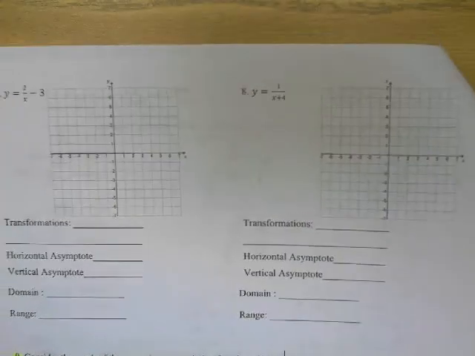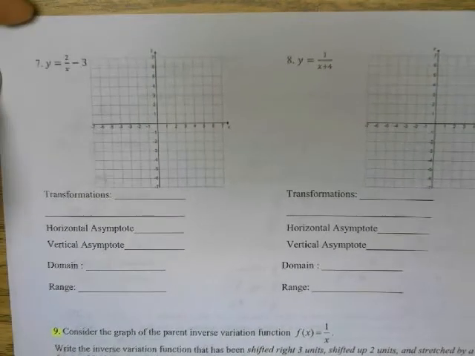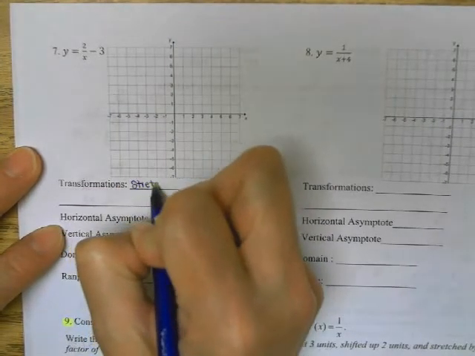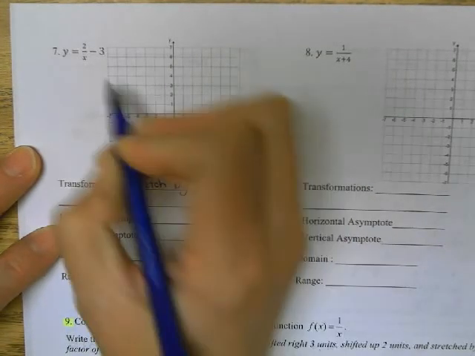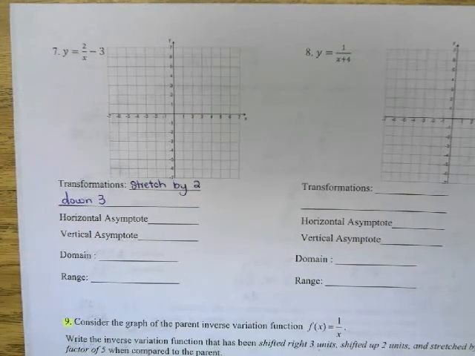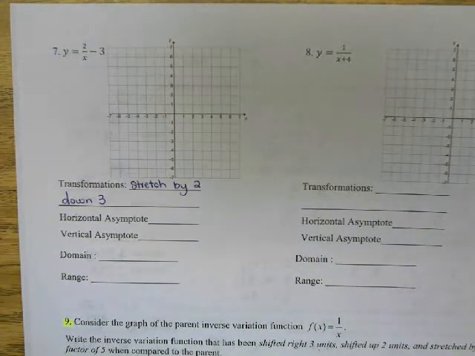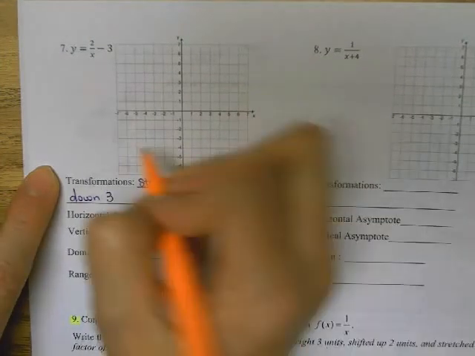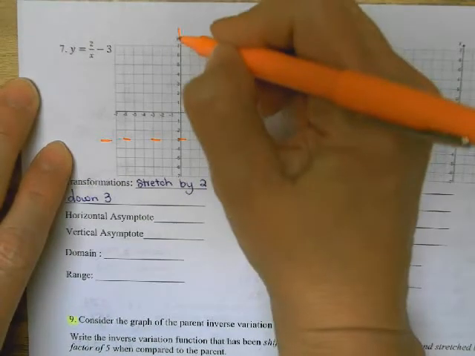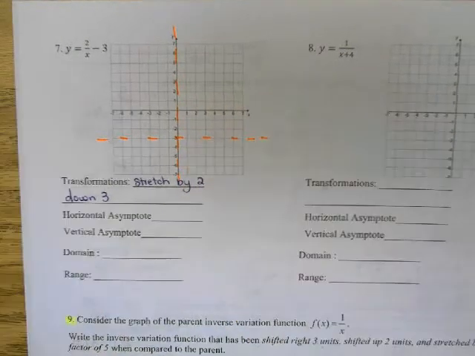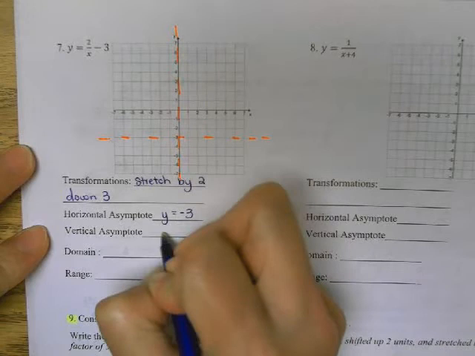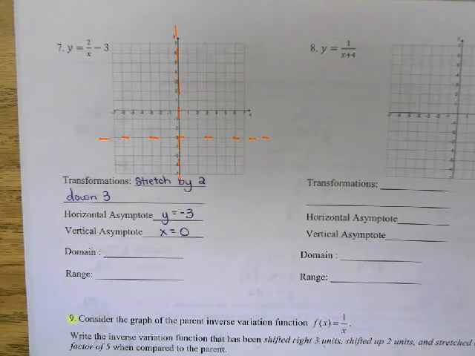So these are 2 additional graphing problems. Let's talk through the transformations that are being made. This 2 on top is a stretch by 2. And the minus 3 is going to move it down 3. Remember, if you move left, right, or up or down, that is going to change those asymptotes. Since you're moving down 3, your horizontal asymptote is now at negative 3. You didn't move left or right at all, which makes your vertical asymptote still at 0. So your horizontal is at y equals negative 3, and vertical is at x equals 0.